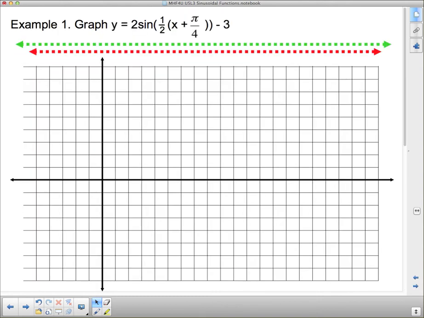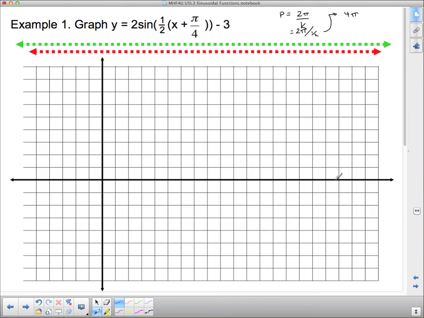So let's take a look at this thing here. Remember, the first thing I told you to do was figure out what your period was. Period equals 2 pi divided by k. In this case, k is 1 half. So since k is a half, I have to do 2 pi divided by a half. Dividing by a half is the same as multiplying by 2, so my period is actually 4 pi.